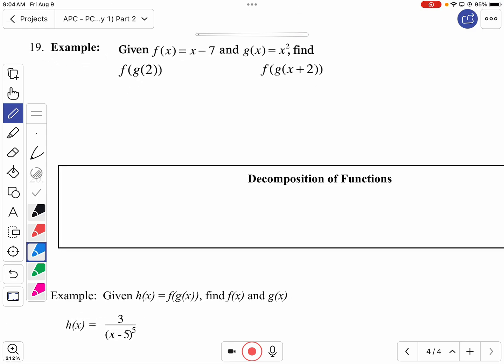All right, so let's do these two. Look at 19. Take f of x equal to x minus 7 and g of x equal to x squared. Let's do f of g of 2, and then let's get fun, and let's do f of g of x plus 2. Take a second to do that.